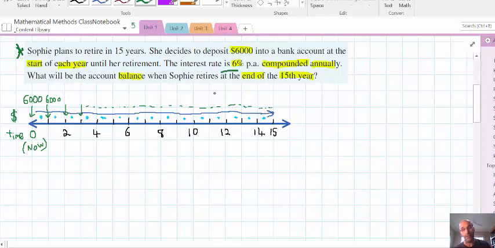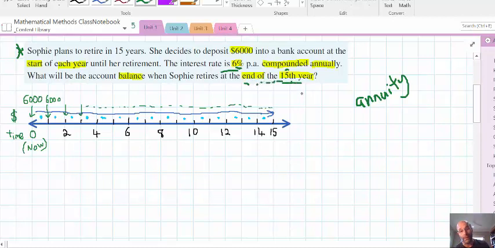We've got an interest rate, assuming that stays constant for the term of this. This is basically what's called an annuity. It's like a savings plan. And assuming that stays consistent at 6% per annum, compounded annually for this annuity, what will the account balance be when Sophie retires at the end of the 15th year?